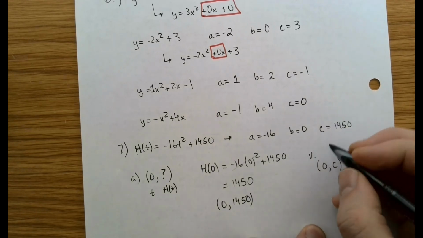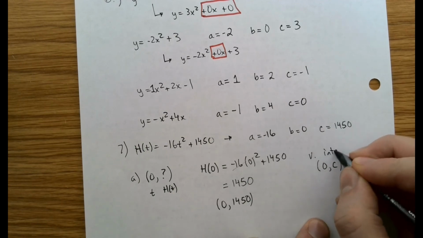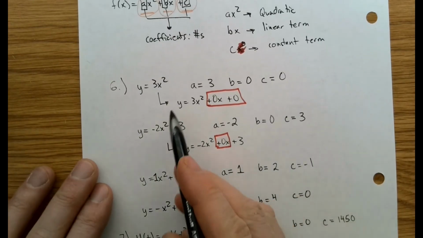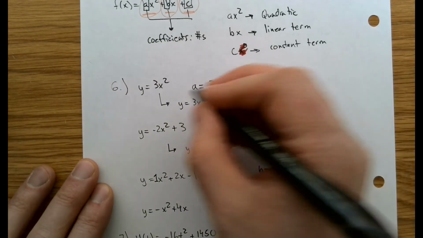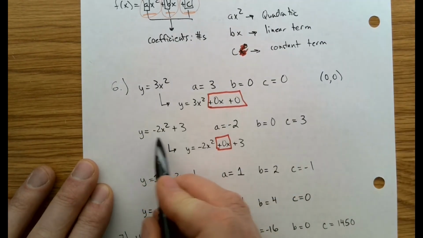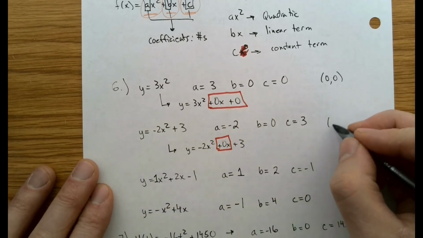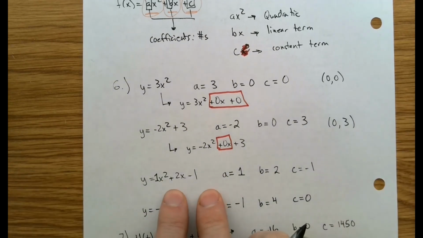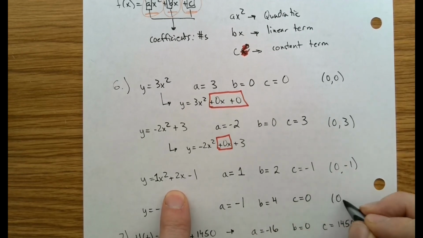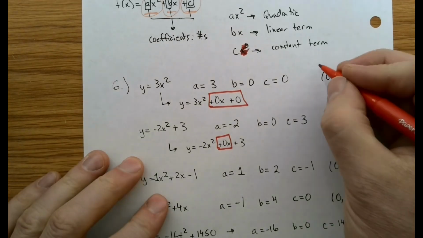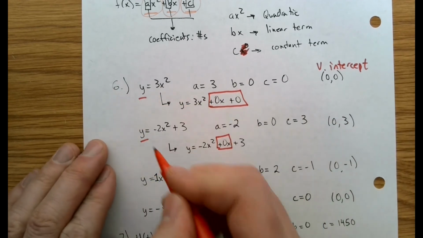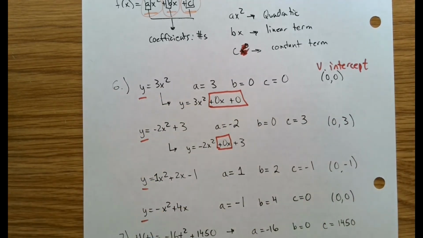This is the vertical, did I say intercept? Yes, I did, and that's what I meant. Vertical intercept or y-intercept. So if we went back to question 6, the vertical intercept for y equals 3x squared is (0, 0). For the second one, y equals negative x squared plus 3, that's (0, 3). For the third one, that's (0, negative 1), because that's the c value. And for the last one, it's again (0, 0). These are the vertical intercepts. In this case, we could call them y-intercepts because we have y as the equations for them.